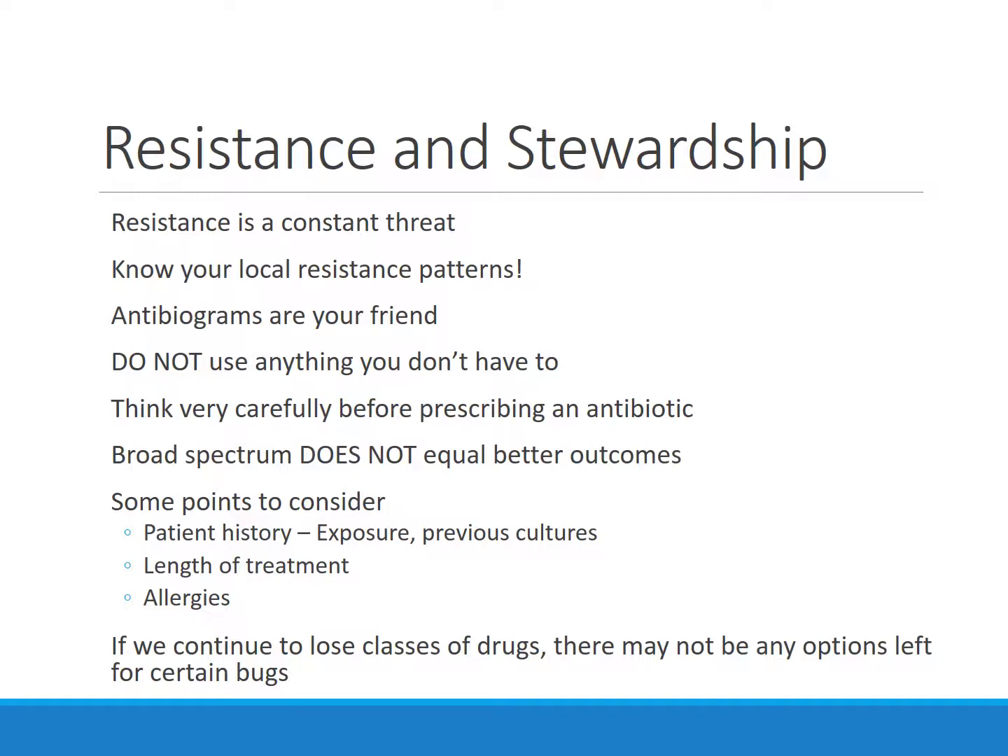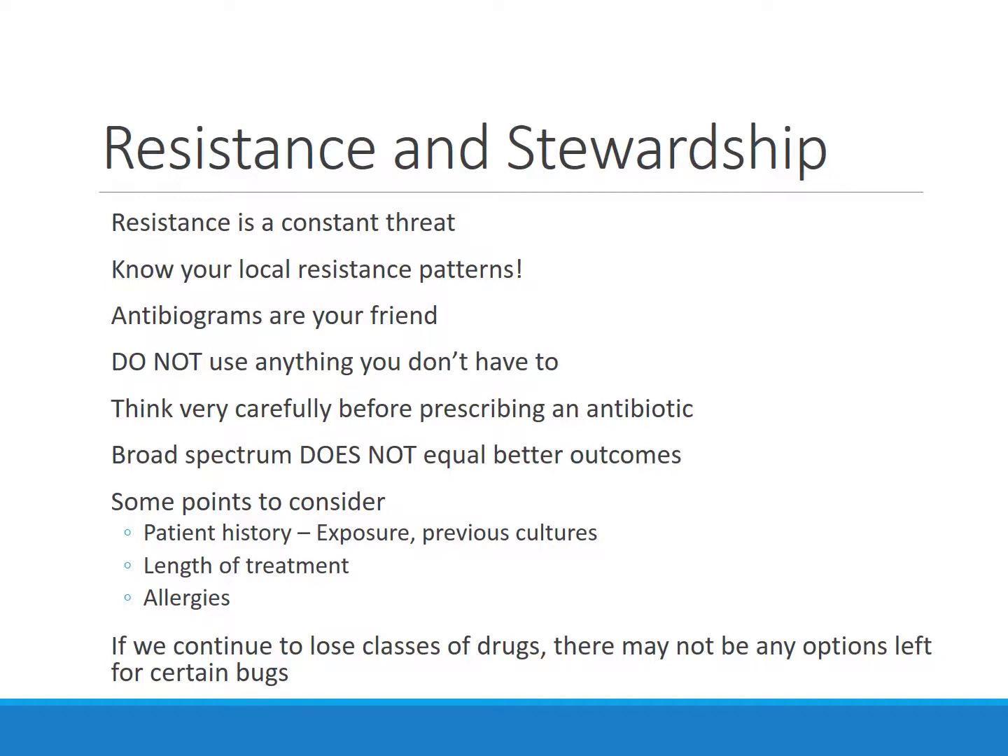Because usually resistant patterns, they can change from time to time, but for the most part, you're going to think about them being fairly the same in patients. If patients have a culture in the past that was sensitive to everything, and today they're back with a UTI again a couple months later, you can probably consider prescribing the same thing because you know that their culture was likely sensitive. And then, of course, length of treatment and allergies.